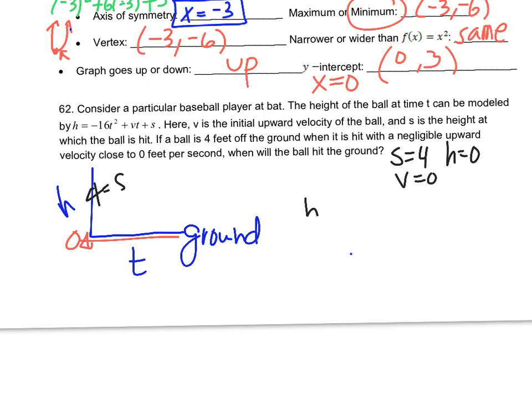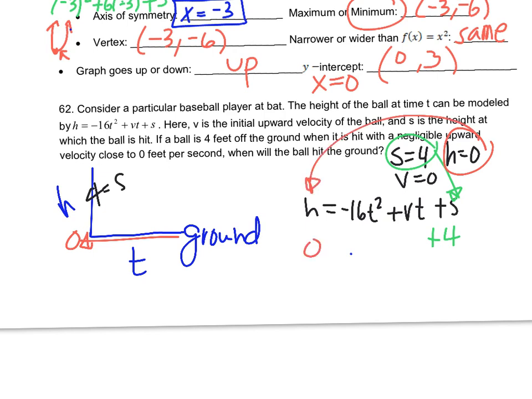So we have this equation, h equals negative 16t squared plus vt plus s. And here's what's going to happen. The s is 4. It's going to go there. So I'm going to put that there. The h is 0, which is this one. So that's going to be a 0. And the velocity is 0. So I'm going to plug that in right here. That's going to be a 0. And then everything else gets copied. So negative 16t squared plus 0t plus 4.